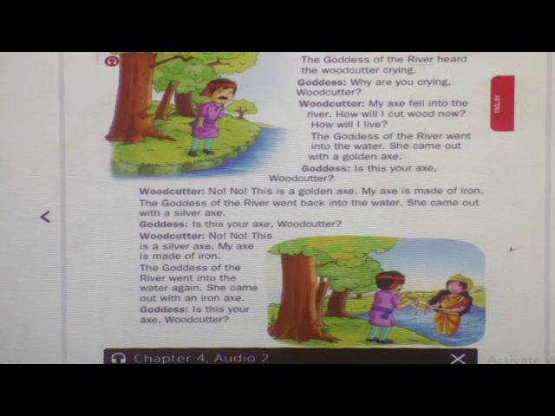The goddess of the river went into the water. She came out with a silver axe. "Is this your axe, woodcutter?" "No, this is a silver axe. My axe is made of iron." The goddess of the river went into the water. She came out with an iron axe. "Is this your axe, woodcutter?"